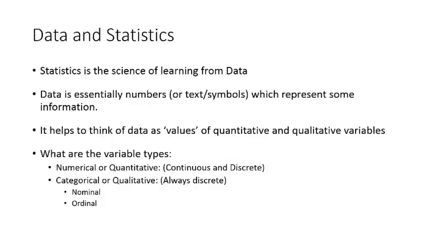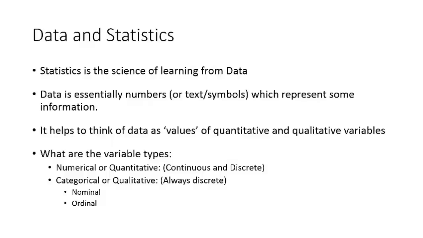Now within the quantitative variables you have continuous and discrete variables. Continuous variables are ones where, within a certain interval in which the variable could take on values, any value is possible. If any value within this interval is possible, then this variable is said to be a continuous variable. So let me give you an example.